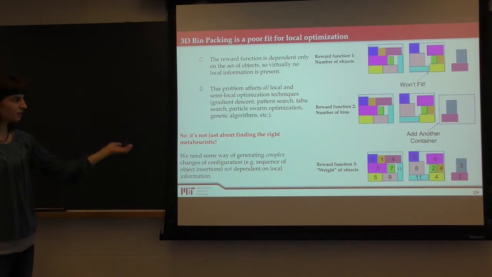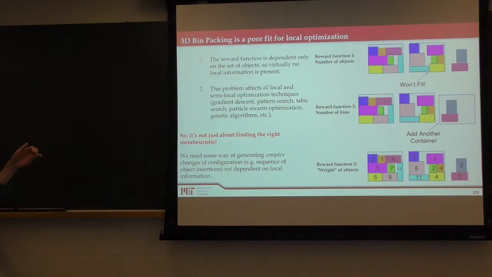So this problem is not just about finding the right metaheuristic. I mean, you want a good metaheuristic, but you need the construction heuristics too. And that's also why the deep learning-based approach is successful sometimes, because here you aren't just dependent on local information. You need a way of generating complex sequences of configuration that are not fundamentally dependent on local information.